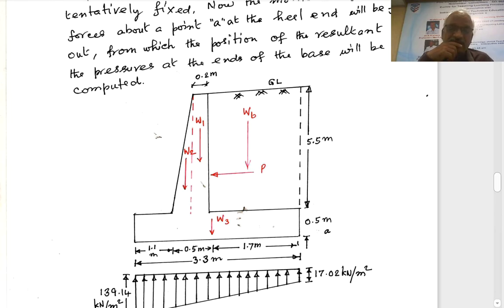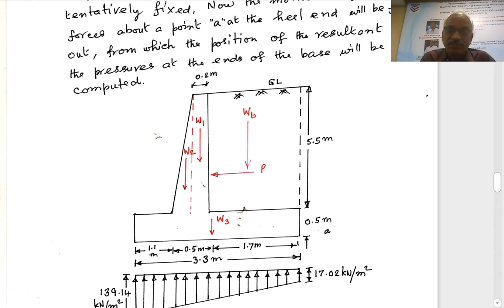We have designed the thickness. Therefore, the toe slab is 1.1 meter, and at the base the stem is of 0.5 meter thickness. The total is 3.3 meter. Therefore, the remaining value, 1.7 meter, is the length of the heel slab, as indicated in the figure. Now we have to check this for stability.